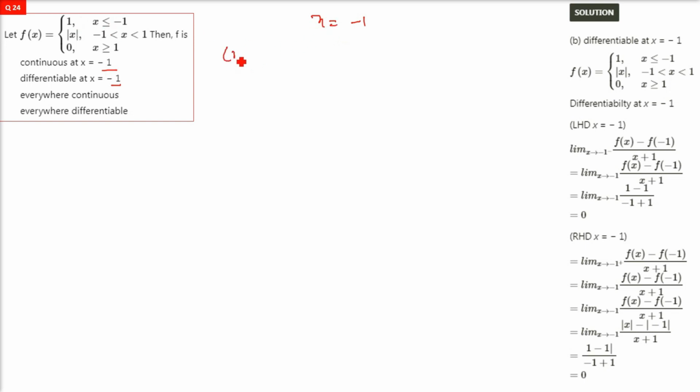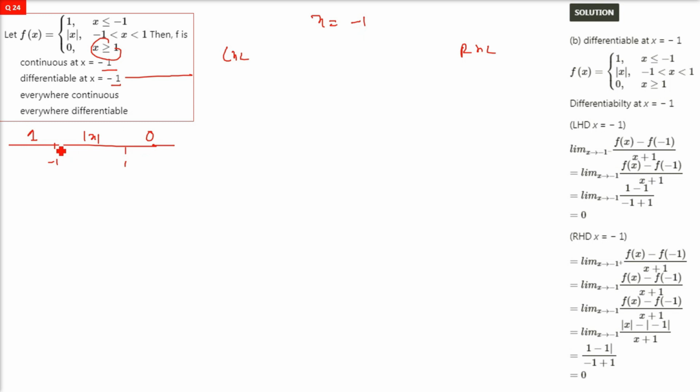So when we go to the left of -1, and when we go to the right of -1, I'll just show you what we are going to take. I'll show you on the number line. We have this -1, and we have a 1 here. In between -1 and 1, we'll use modulus x. When you go to the left of -1, you'll use 1. And when you go to the right of 1, you are going to use 0.